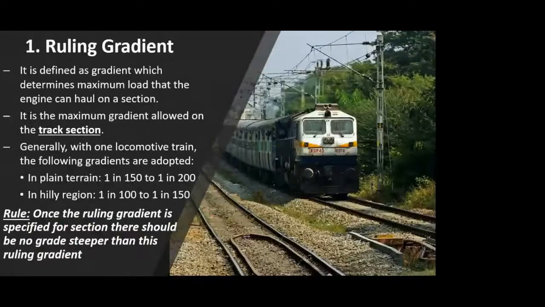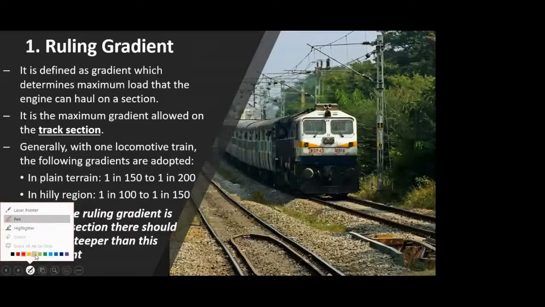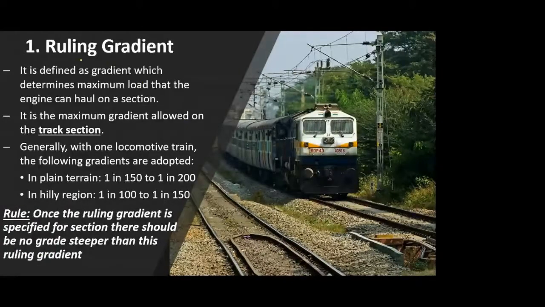So coming to the types of gradient in railway engineering, now they are a bit tricky to understand. So I'll suggest that you just focus on the presentation and whatever I am explaining. I'll try to explain it in a much simpler way. So first type is the ruling gradient. Now ruling gradient, definition wise, is defined as a gradient which determines the maximum load that an engine can haul on a section.